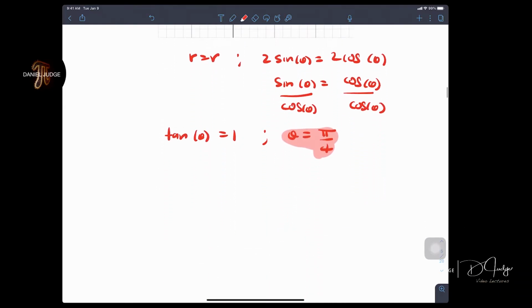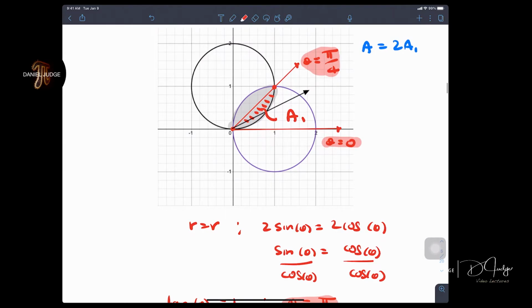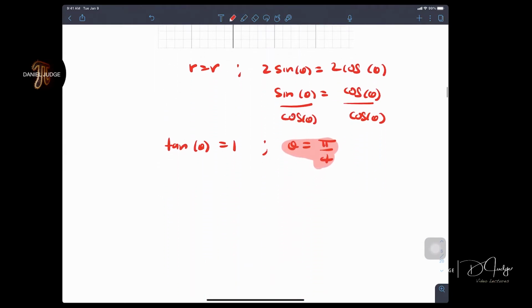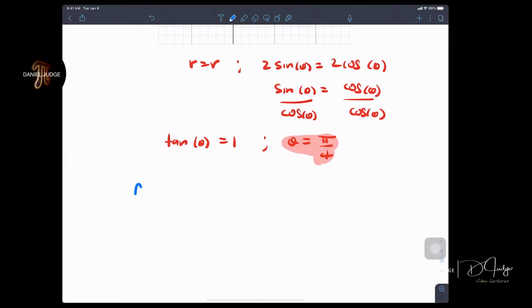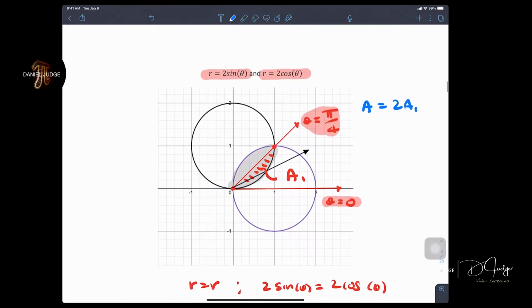Okay, so we need to know again how we set this up. The area will be 2 times A1, where A1 will be the integral from 0 to pi over 4 of 1/2 r squared d theta. We just need to know which circle we have in that black curve.